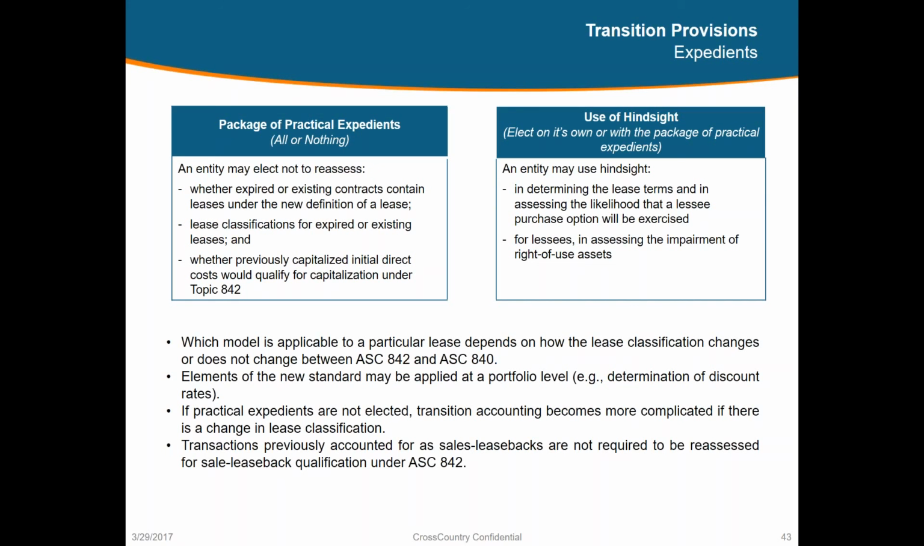Whether or not an entity elects the package of expedients, the entity may use hindsight when determining the remaining lease term, whether a lessee purchase option will be exercised, and whether the right of use asset is impaired. In addition, sale leaseback accounting is not reconsidered.